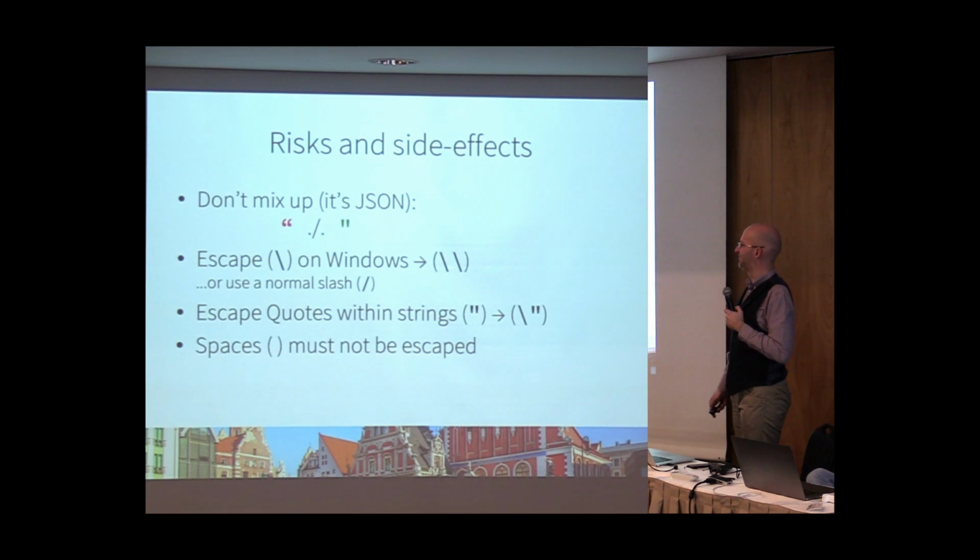We are talking about JSON. Don't mix up. I've done it several times, especially on Mac. Mac likes to replace these straight quotes with some nicer, I don't know the name for these type of quotes, genau. On Windows, you have to escape backslashes or just use normal slashes. It will be replaced automatically. When you are talking about strings, quotes have to be escaped, of course, because otherwise it would have a JSON meaning. And just a small note, spaces must not be escaped. We have already seen that in the job ticket I've shown you.